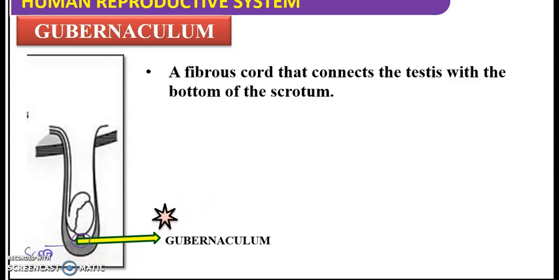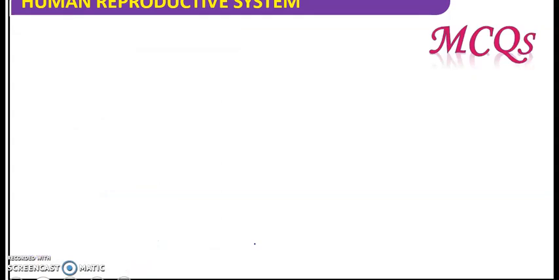This is the scrotal sac, right? So, at the base of the scrotal sac, you will have this fibrous tissue or a cord-like structure which holds the entire testis. This is the testis, right? So, it is holding it from the downside, and that is the gubernaculum. So, together the spermatic cord from the top and the gubernaculum from the bottom, they are putting the testicles in their position in the scrotal sac.